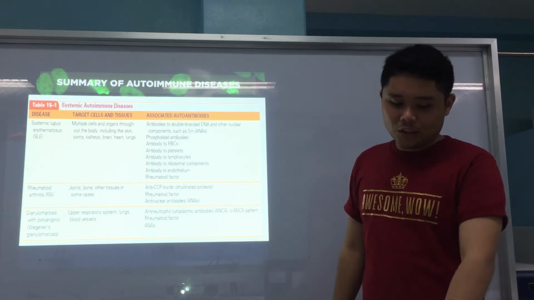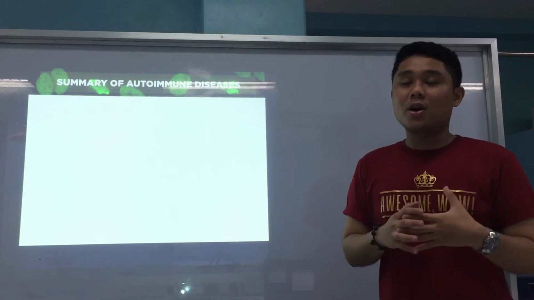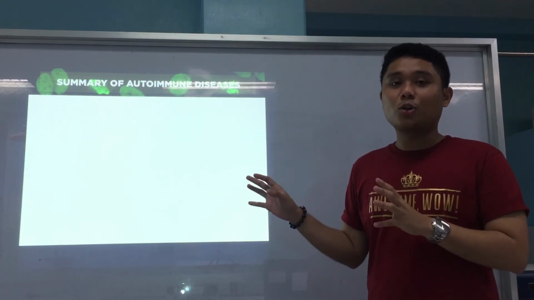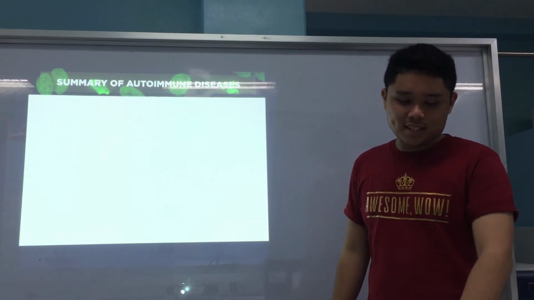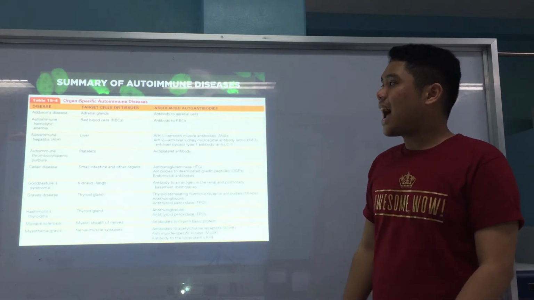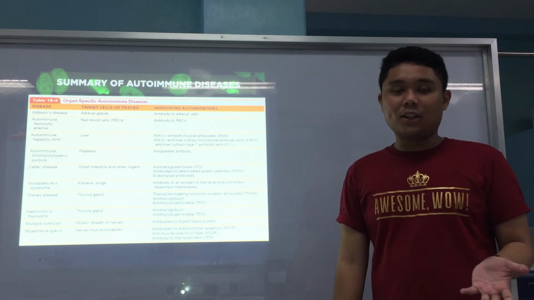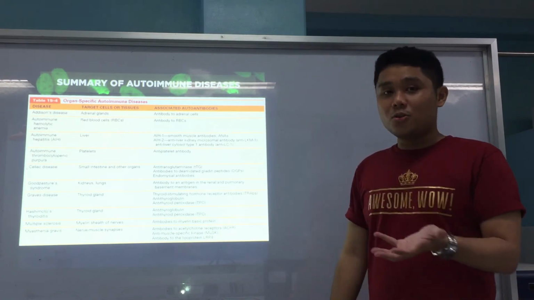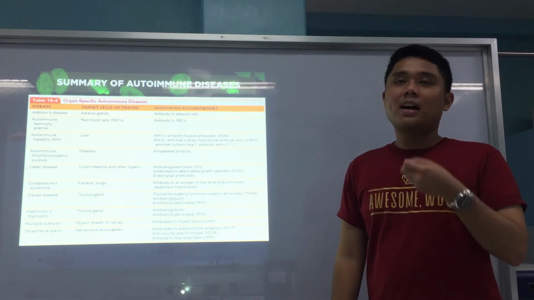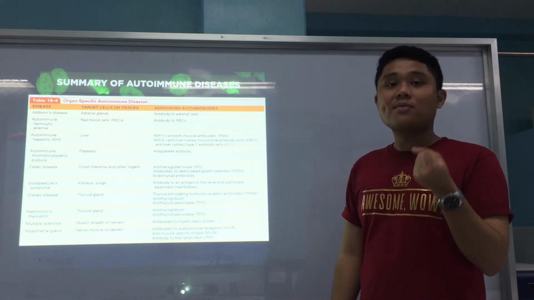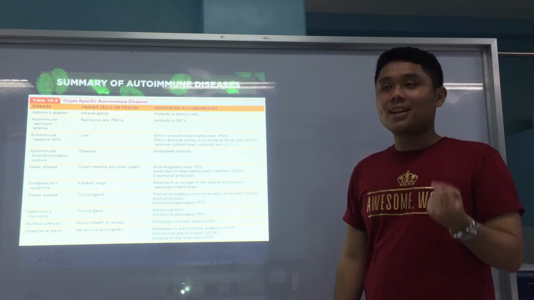Now we go to your organ specific diseases. Just a run through review. It's important to know the autoantibodies present in each disease. We'll start first with Addison's disease, adrenal glands. Autoantibodies, of course, antibody to adrenal glands. Next is autoimmune hemolytic anemia. They target the RBCs. You have autoantibodies against RBCs.